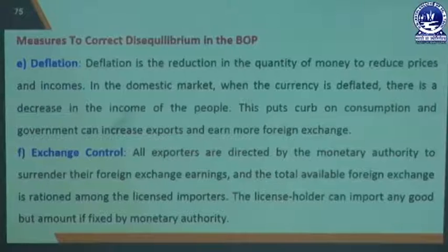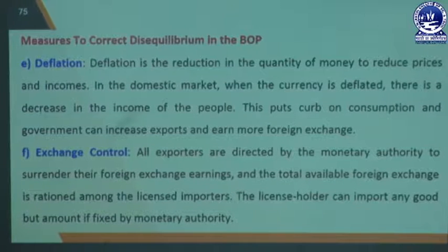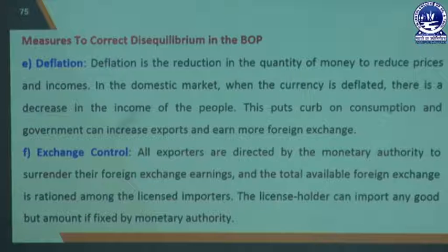Another measure to correct disequilibrium in the balance of payment is deflation. Deflation is the reduction in the quantity of money to reduce prices and incomes. In the domestic market, when the currency is deflated, there is a decrease in the income of the people. This puts a curb on consumption, and the government can increase exports and earn more foreign exchange.